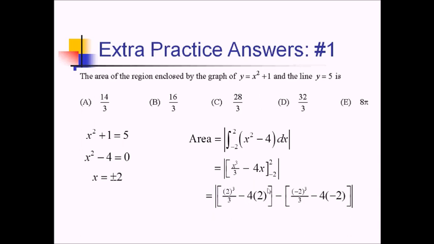So let's do it box by box. In this first one, this is going to be, let's see, 8/3 minus 8. Well, that's really 8/3 minus 24/3, which is negative 16/3. And then for this next one, something pretty similar. This is now going to be negative 8/3 plus 8. So that's going to be a positive 16/3. But I'm subtracting it because of this minus out here. So minus 16/3 again. So this ends up being negative 32 over 3, which the absolute value turns into a positive 32 over 3. So that'll give us choice D.